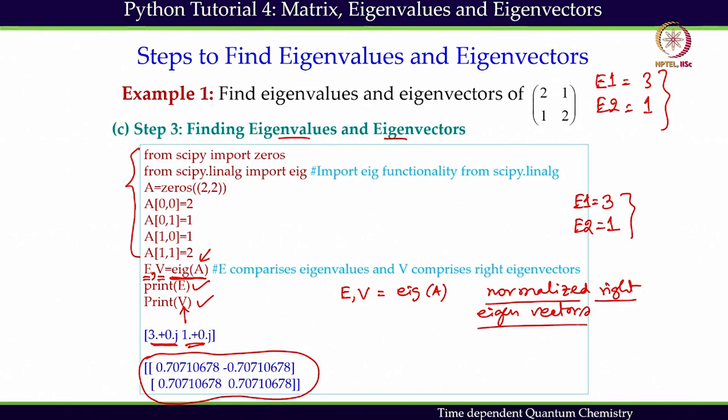Right eigenvectors, what does it mean? I have an operator acting on psi, and I get an eigenvalue multiplied by the eigenfunction, the eigenvector. So, this is called the right eigenvector. Another expression I can have is where A is acting from the right. This can also give me an eigenvalue equation. When it does that, then this is called the left eigenvector.